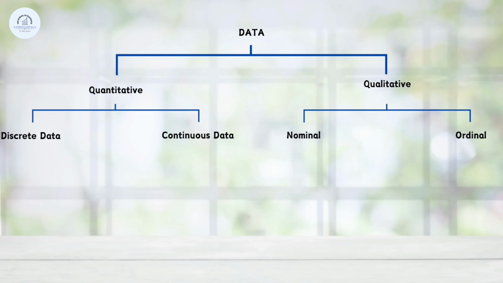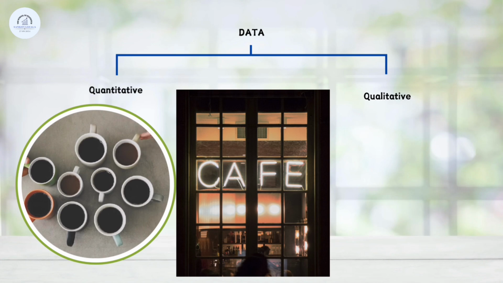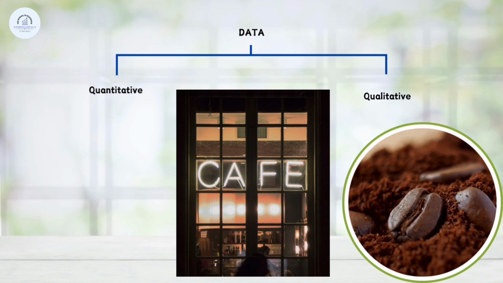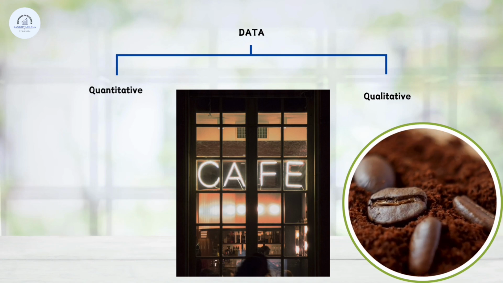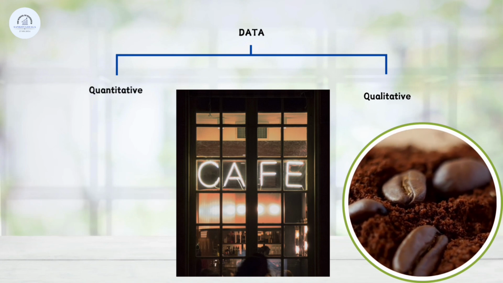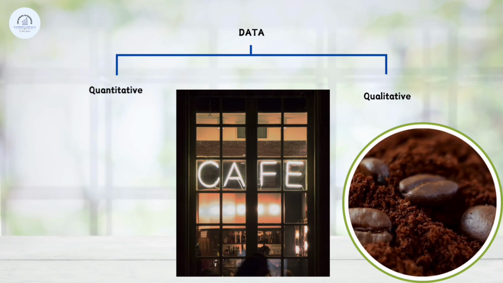Let's take an example from everyday life to compare quantitative and qualitative data. Imagine you are running a cafe. The number of customers you serve in a day is quantitative data because it's a number you can count. On the other hand, customer feedback, like whether someone describes your coffee as strong, mild, or rich, is qualitative data because it describes a characteristic.